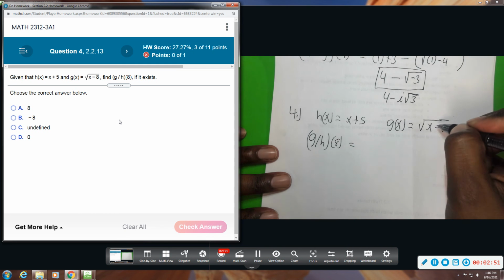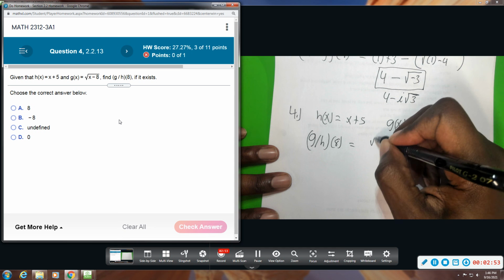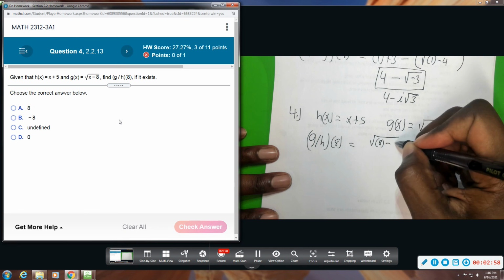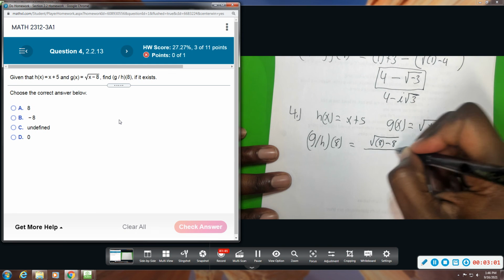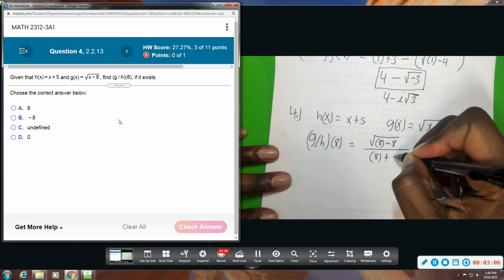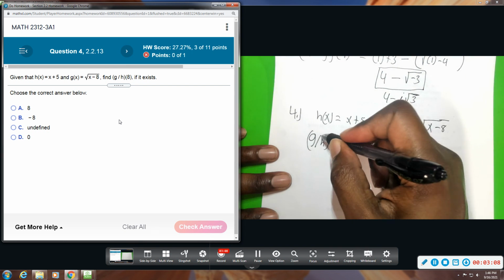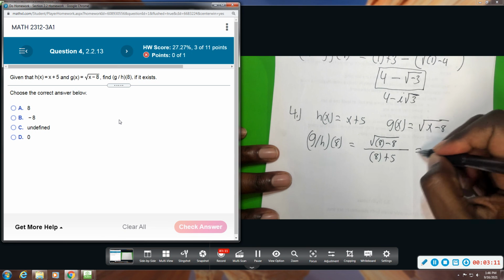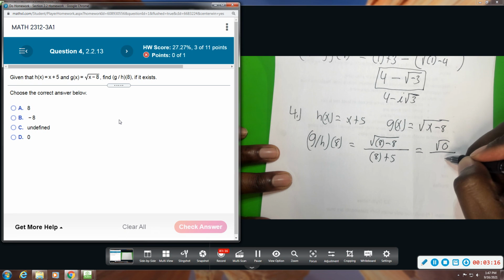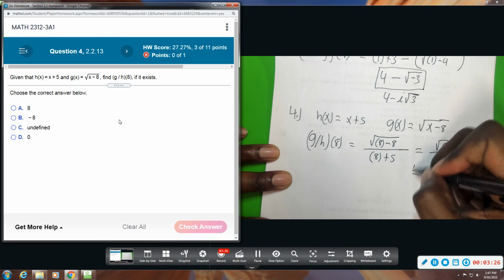So we're going to do g on the top, which is going to be the square root. We're going to plug in 8 for x, and then this minus 8. And then on the bottom, we're going to have 8 for that x plus 5. So this is the g divided by h of 8. On the top, 8 minus 8, that will give you square root of 0. On the bottom, that gives us 13. And this will be 0 over 13, and 0 divided by any number is still just 0.